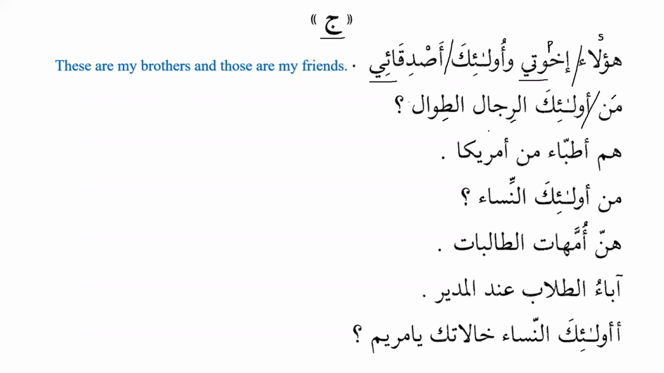So here we have two phrases. What are the two phrases? Number one is ulaika ar-rijalu, that is phrase number one, those men. So this is ismul ishara wa musharun ilayhi. The second phrase that we have is ar-rijalu at-tiwalu, tall men, which is mawsuf and sifa, the noun and adjective. Who are those tall men?